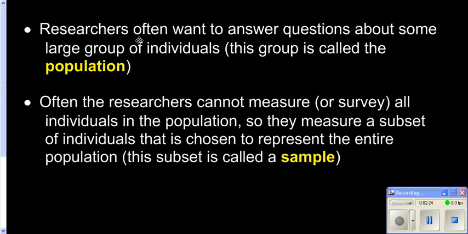Now, researchers want to answer questions about large groups of people. Those large groups of people we end up calling the population. It could be all the women in America, or all the men in Minnesota, or something along those lines. However, a smaller group of people is for the most part what you're going to collect data on or look at, because for the most part it's not practical to take a look at the whole population. So you work with a small subgroup, and that we call a sample.